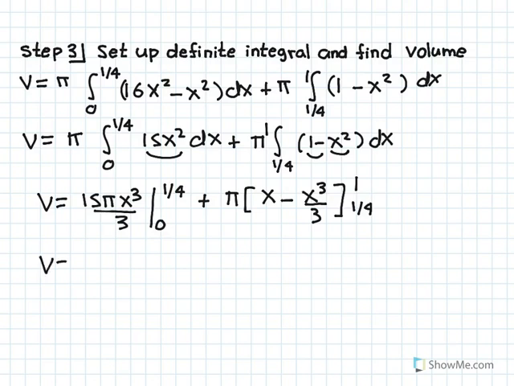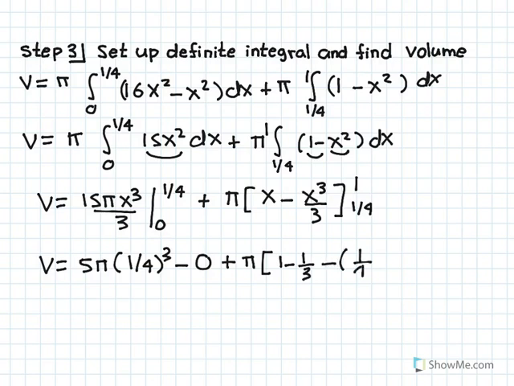So volume is equal to 15 divided by 3, that's just 5. So 5 pi times 1/4 cubed minus, plugging 0 in, that's just going to be 0, plus pi. Put the upper limit, which is 1. We get 1 minus 1 cubed over 3, that's 1 over 3, minus. Put the lower limit in, we get 1/4 minus 1/4 cubed over 3, that's 1 over 64 times 3, which is 192. So there it is, 192.